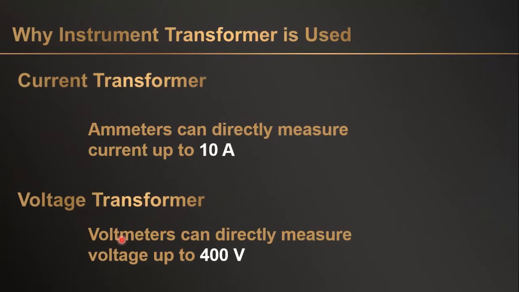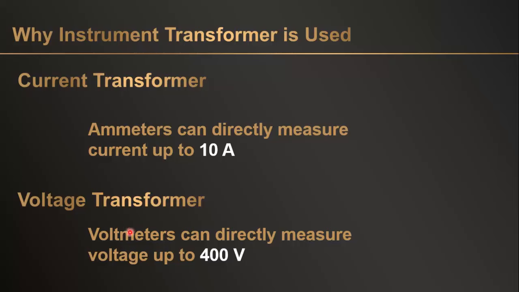Now we will see why we need instrument transformer. First of all, current transformer. Mostly the ampere meters that we can find in the market can directly measure currents up to 10 ampere whenever they are connected in series with the circuit. So in order to measure a higher amount of current, we have to use the current transformer that steps down the current in the primary, and then it can easily be measured through any meter.